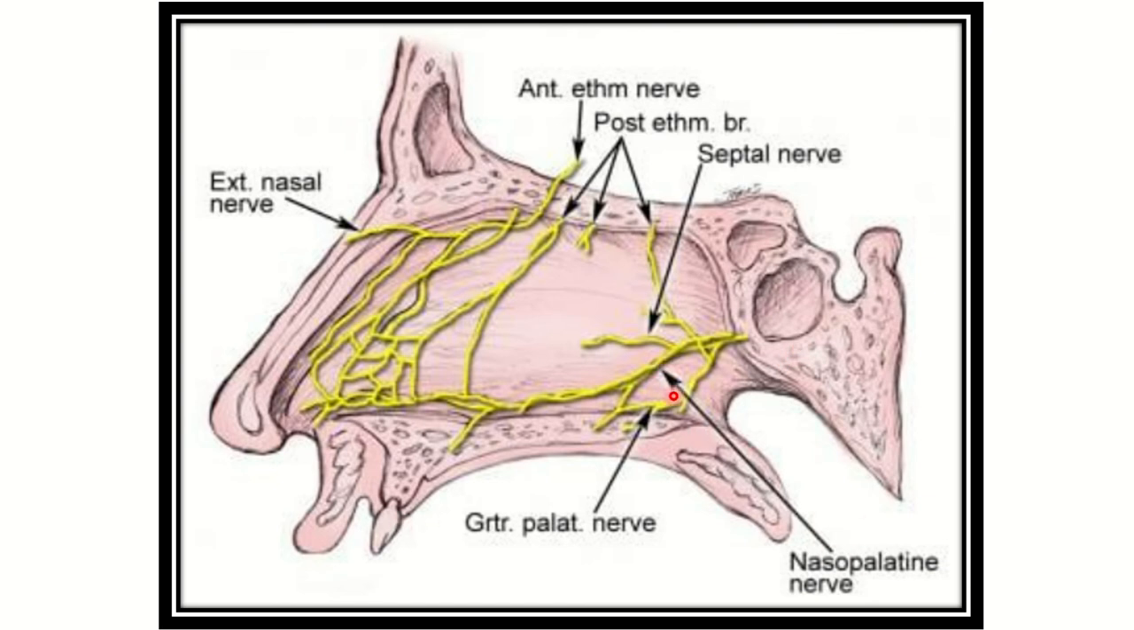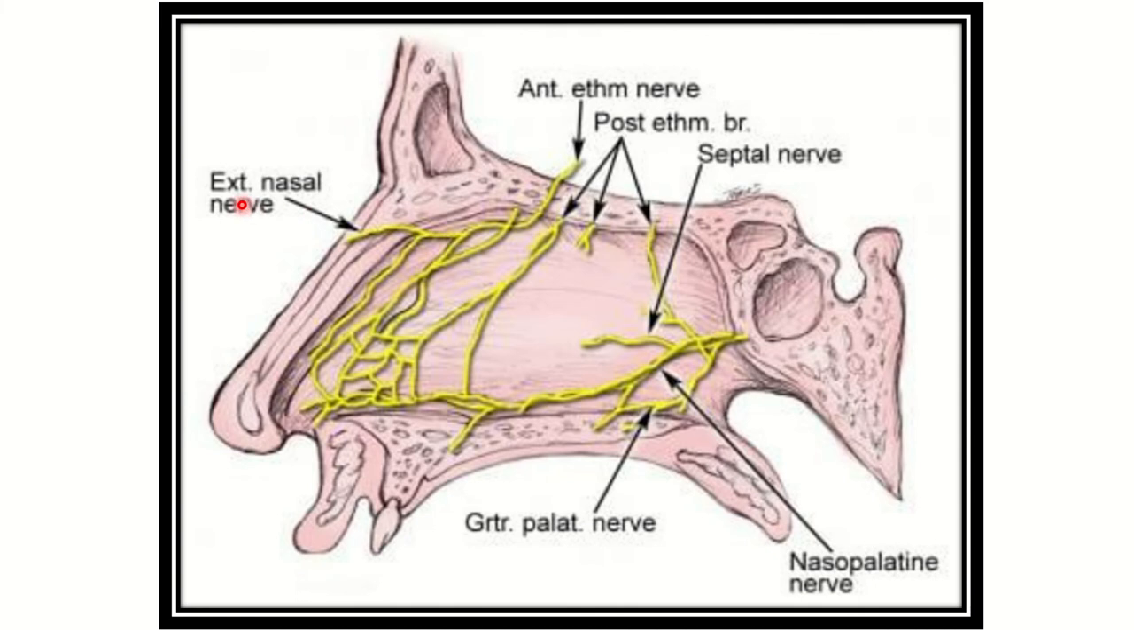Here we can see this is the nasopalatine nerve, and here the greater palatine nerve, and also the septal branch. These branches are the posterior ethmoidal branch, the anterior ethmoidal branch, and the external nasal branch. These nerves usually supply the nasal cavity: nasopalatine, greater palatine, septal nerve, anterior ethmoidal, posterior ethmoidal, and the external nasal branch of the anterior ethmoidal nerve. They supply different parts of the nasal cavity.